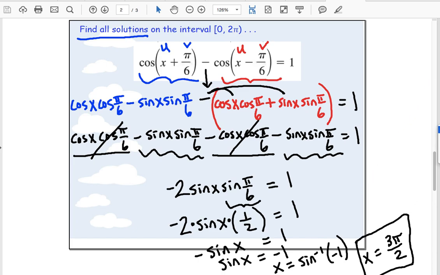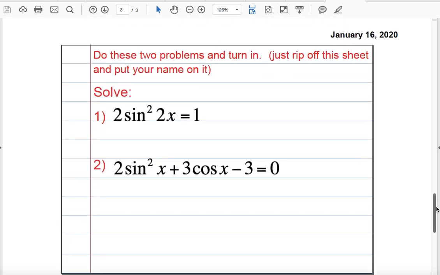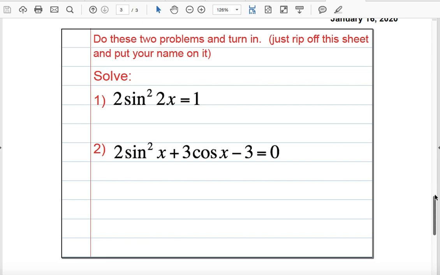This next page, what I want you to do is rip this last page off of your note sheet and try these 2 problems. These are solving problems. So try these 2 problems and turn them in. Make sure you put your name on it. Okay. And I just want to see how you're doing. If you want to work with someone, that's fine, but each do your own work and turn them in.